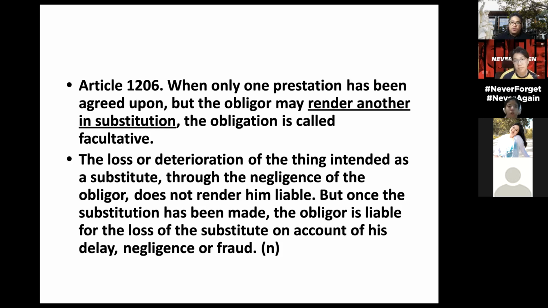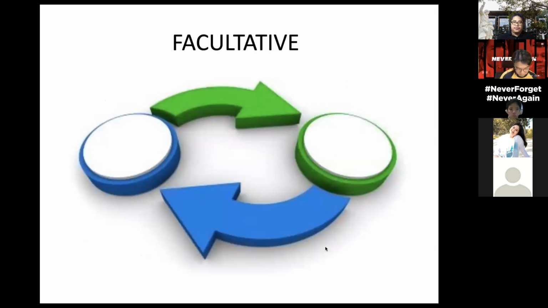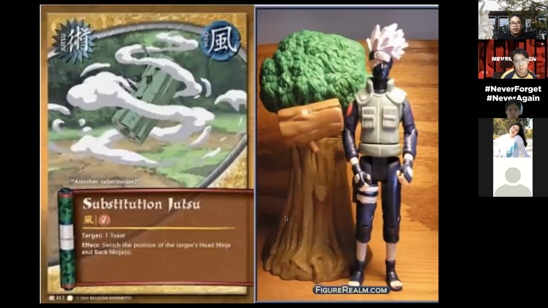Pero, once you have already committed that ang ihatag mo is ang substitute, the obligor is liable for the loss of the substitute on account of what? Delay, on account of negligence, on account of fraud. So here, facultative obligation just simply means the substitution of one. So it's substitution jutsu. Okay.